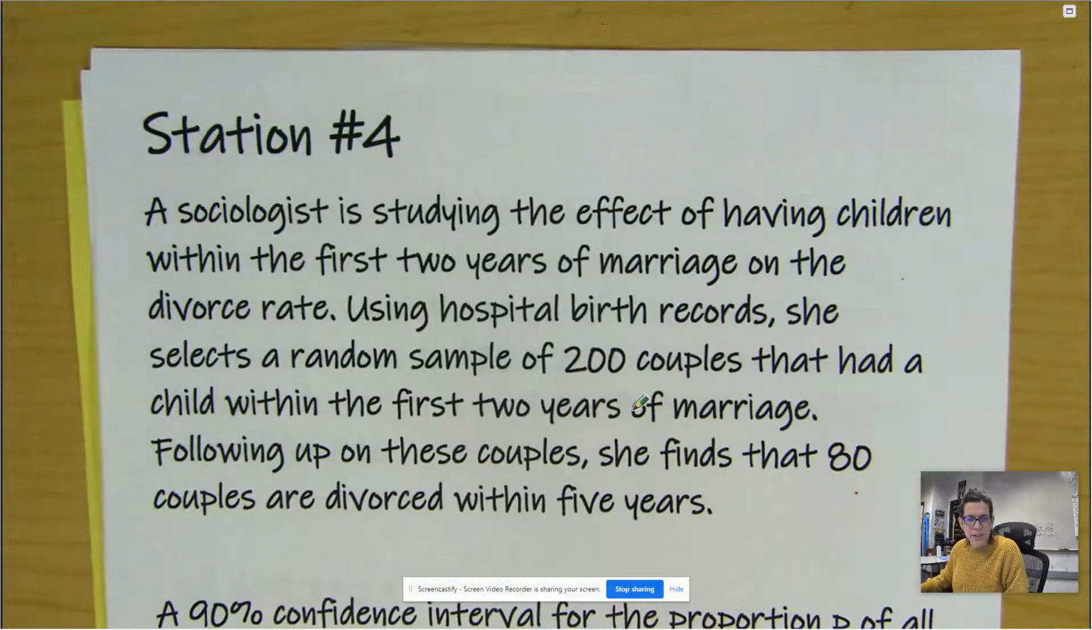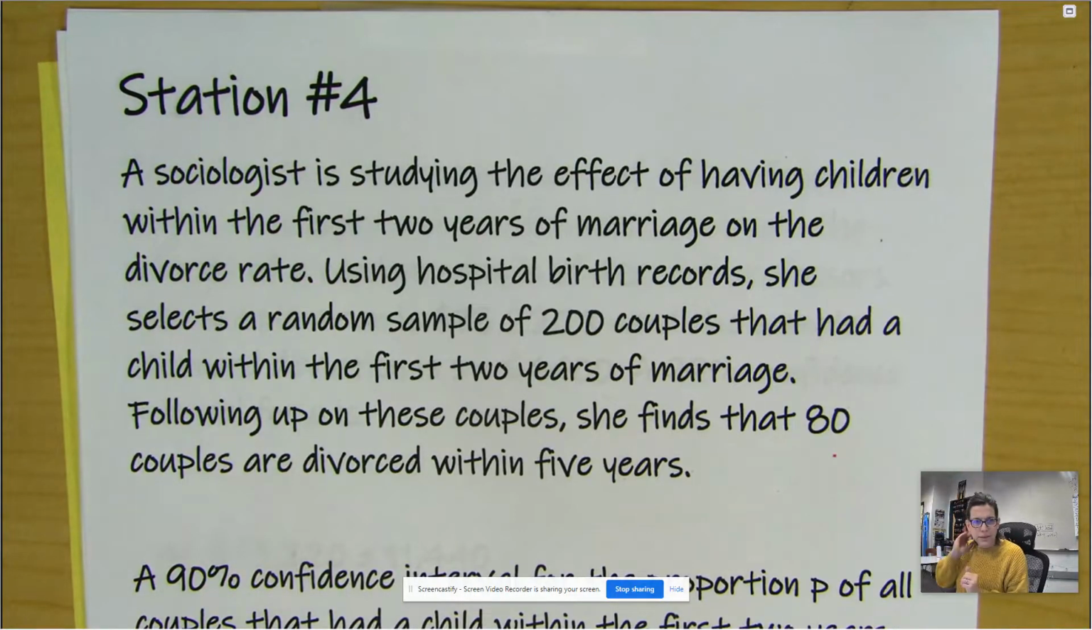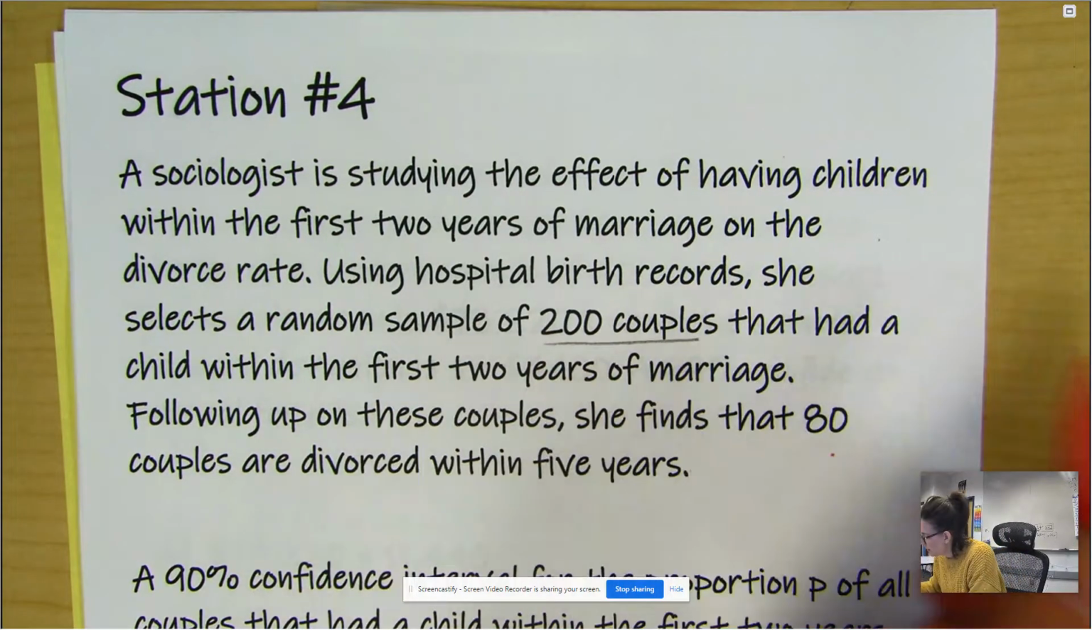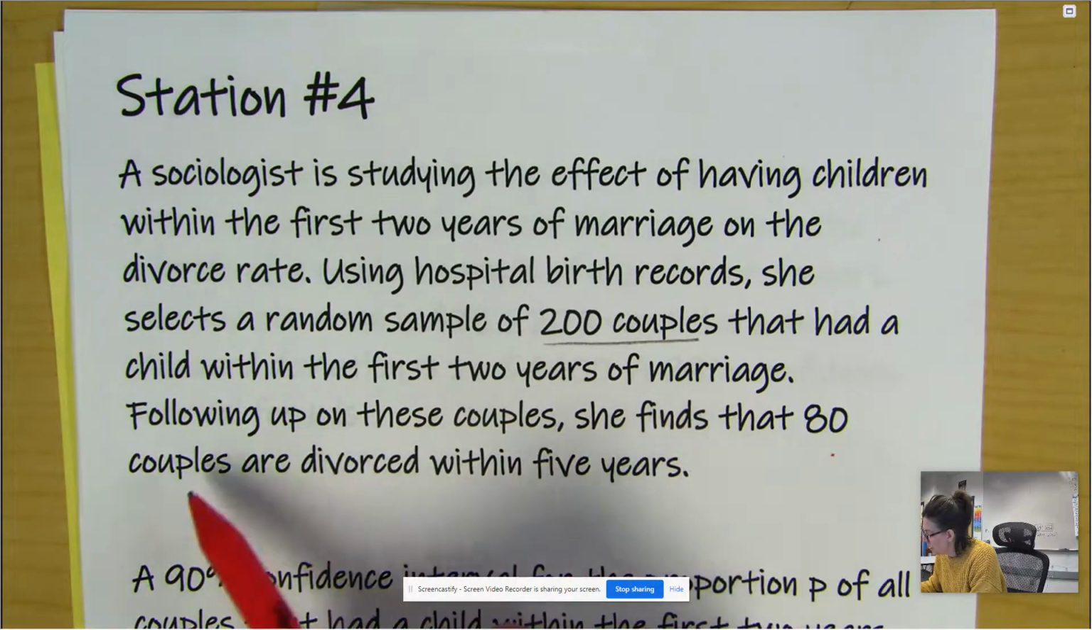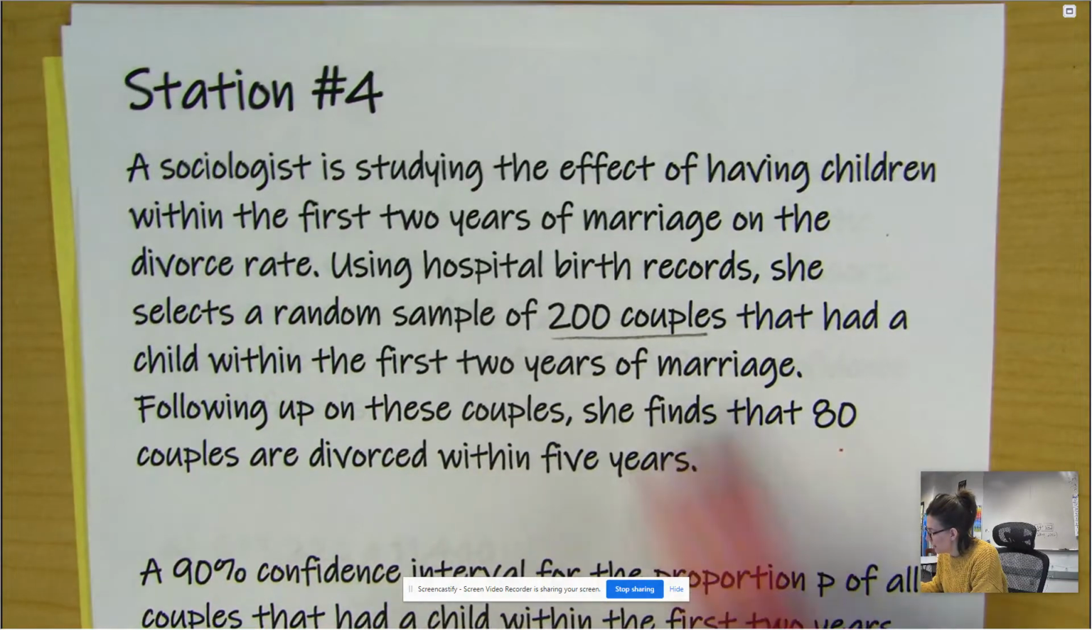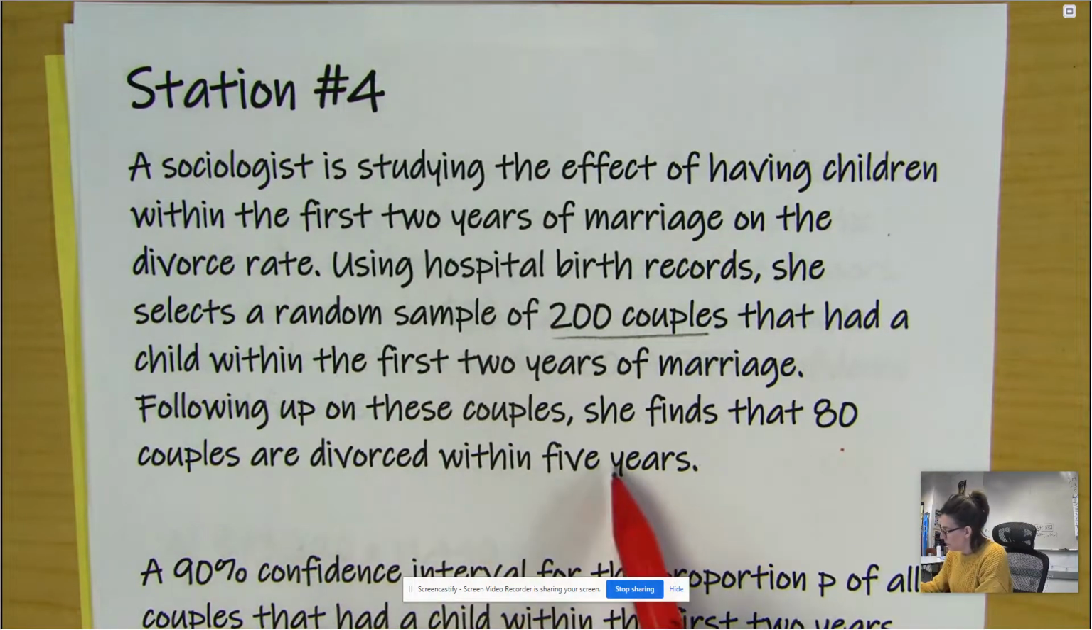All right, I'm back with station 4. Okay, a sociologist is studying the effect of having children within the first 2 years of marriage on the divorce rate. Using hospital birth records, she selects a random sample of 200 couples that had a child within the first 2 years of marriage. Following up on these couples, she finds that 80 couples are divorced within 5 years.